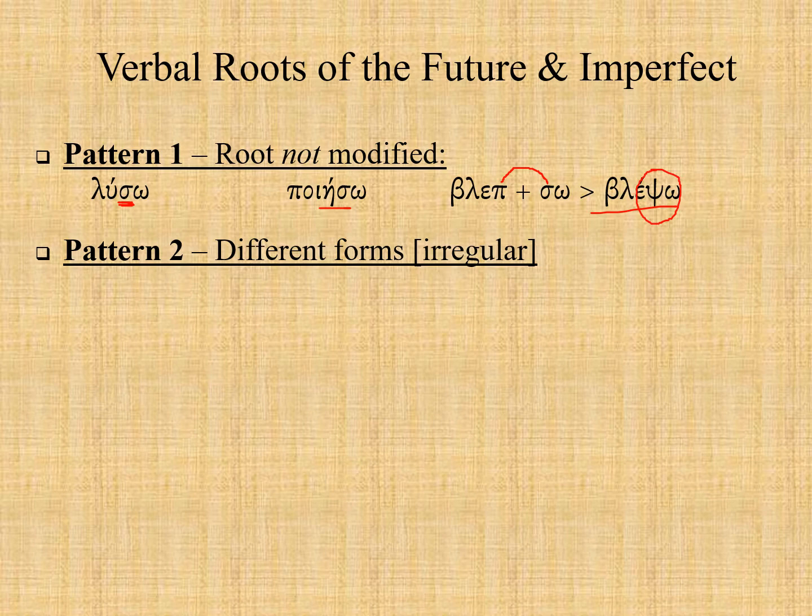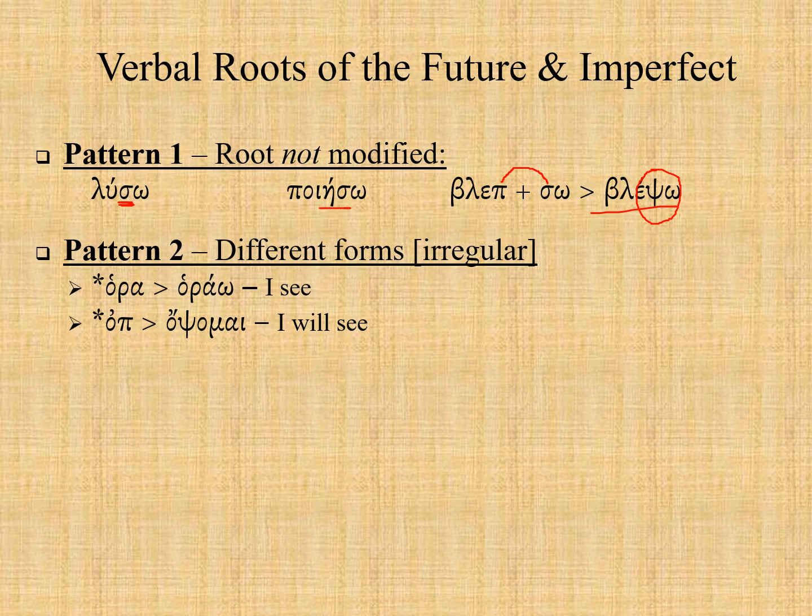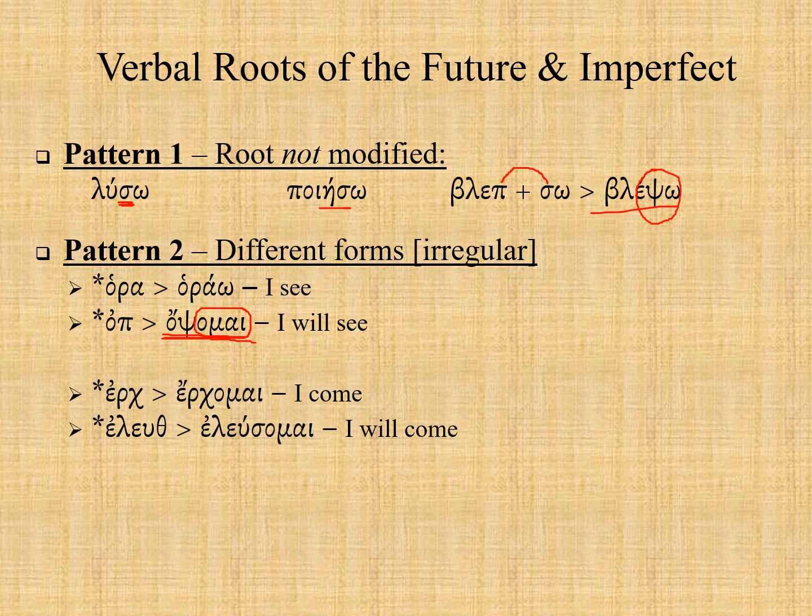Then pattern 2, we have different forms. So from this on, we can perhaps start talking about the irregular verbs. For example, we have horao, and we can see that in the future it becomes opsomai, notably different both in the way that the stem operates, and also you can see that the ending becomes actually the middle ending. Moving forward, we have other examples of erkomai, and then in the future it becomes eleusomai. So I come and I will come.